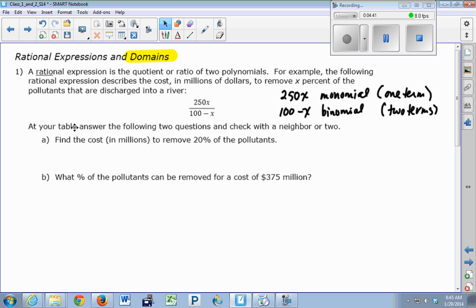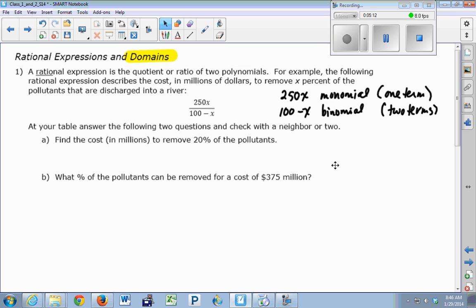Okay? At your table, answer the following two questions and check with a neighbor or two. I want you to find the cost. Right here is where x is defined. x is the percent of the pollutants that are discharged into the river. You can't do these expressions unless you know what x is. So find the cost in millions to remove 20% of pollutants, and then what percentage, so now you're solving for x, can be removed for a cost of 375 million.